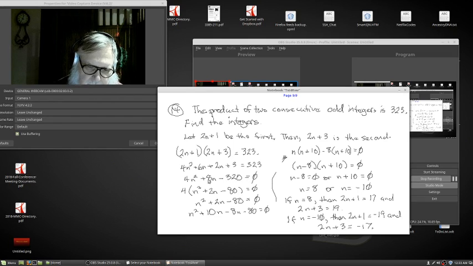We can factor 4 out of all these, so let's do that. We get 4 times n squared plus 2n minus 80 is equal to 0. Well, 4 can't be equal to 0. It's too busy being 4. So that tells us that n squared plus 2n minus 80 has to be equal to 0.